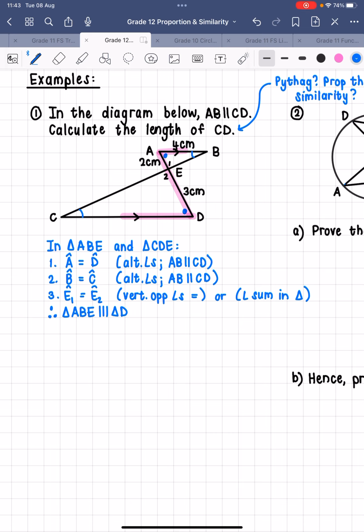B is equal to C. Because I wrote B second, I must write C second. And then E is equal to E, so we need to put E third for both of them.